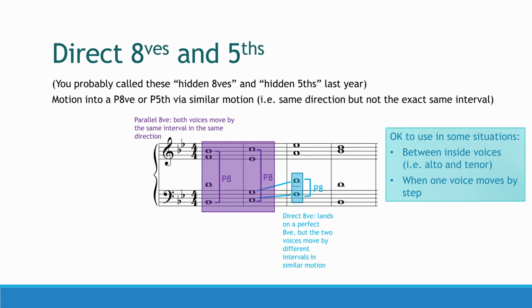So just to summarize, direct fifths and octaves are okay if one voice is moving by step, or if they're in the inside voices, the tenor and the alto. They are not okay if both voices move by leap, and if it's involving the bass in any kind of way.